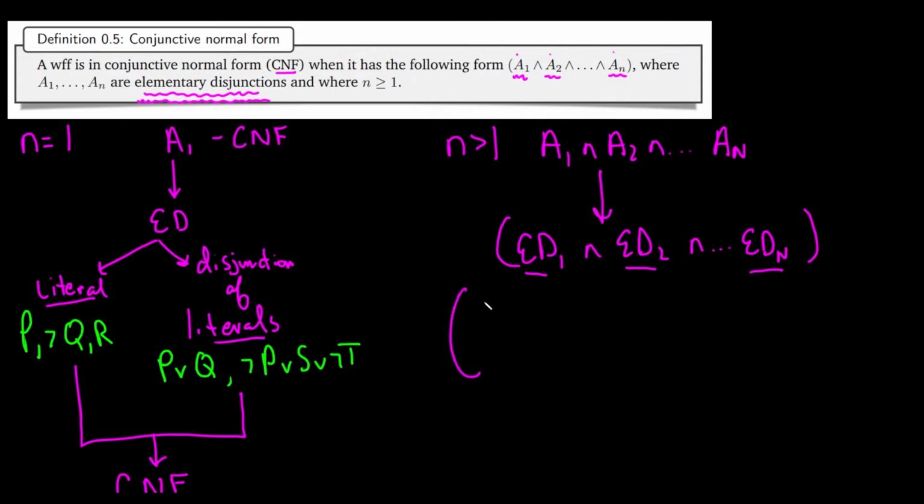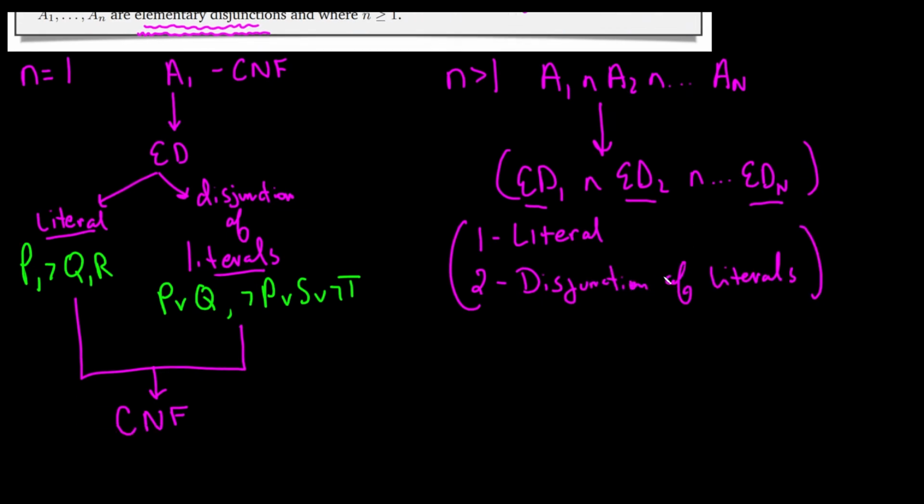Again, each one of those elementary disjunctions is either a literal, so it's a formula like P or not P, or it is a disjunction of literals. Let's take a look at some examples.